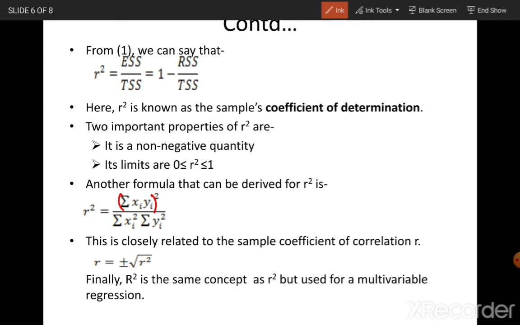Right? So the derivation of this formula of r square from the above equation has not really been shown right now because it's not that important. The derivation is there even in your book. So if you have any doubt over there, please get in touch with me. Just remember this, that your coefficient of correlation squared is the same as your coefficient of determination r square in the two variable regression model.